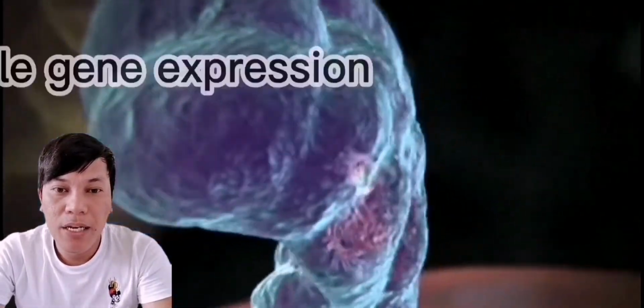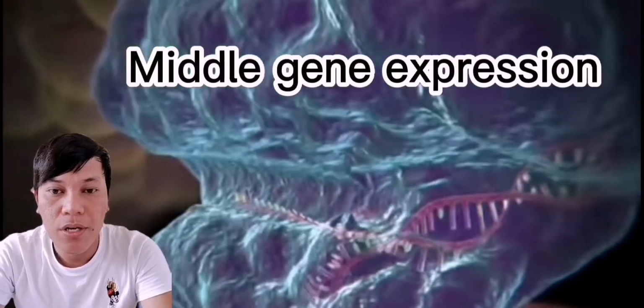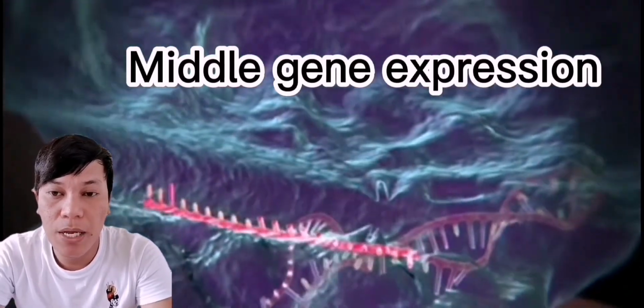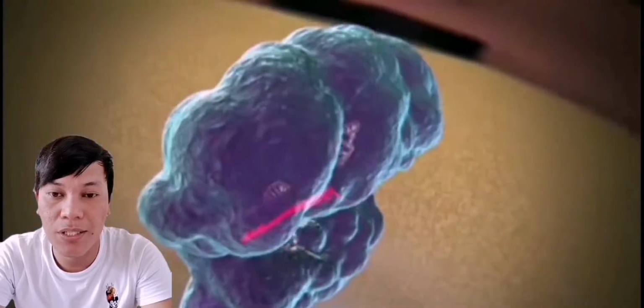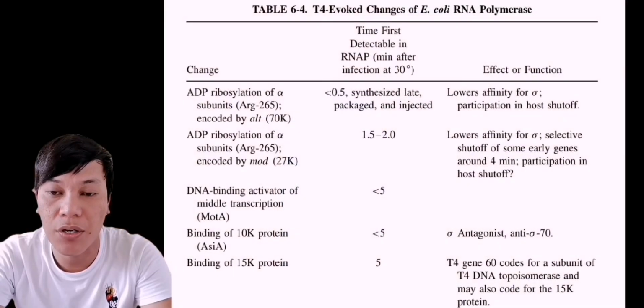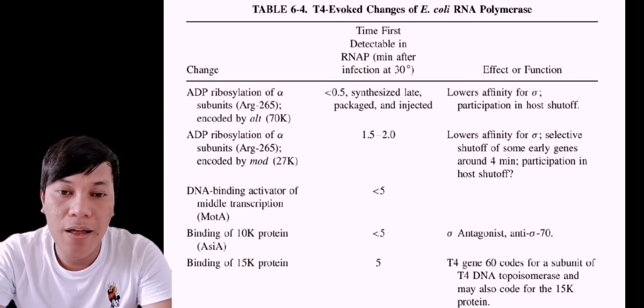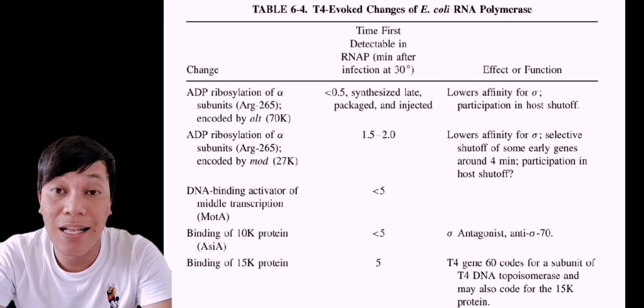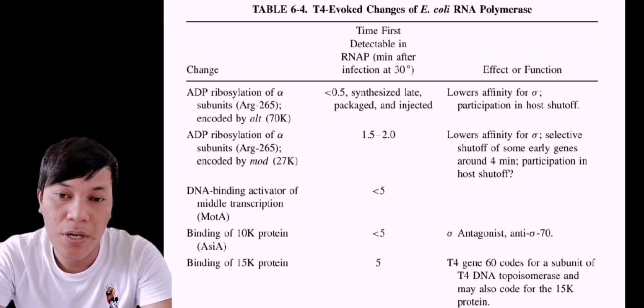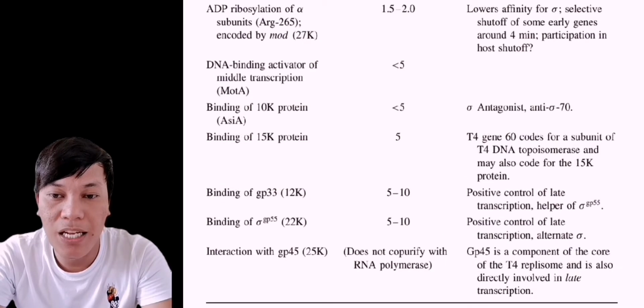Okay, so we come now to the middle gene expression. The transcriptional switch from immediate early to middle genes is associated with a series of T4-directed modifications, as shown in table 6.4. The ALT and MOD proteins catalyze the ADP ribosylation of ARG265 on the RNA polymerase alpha subunits.